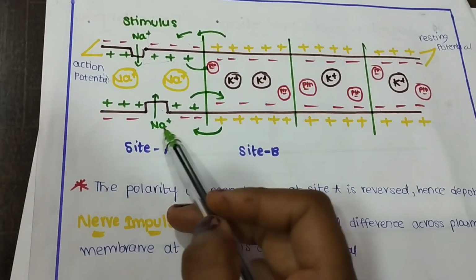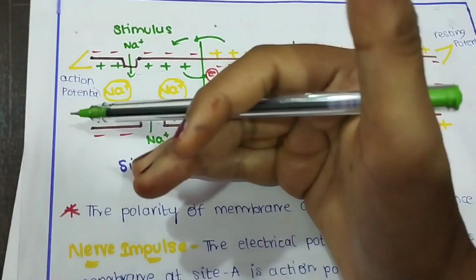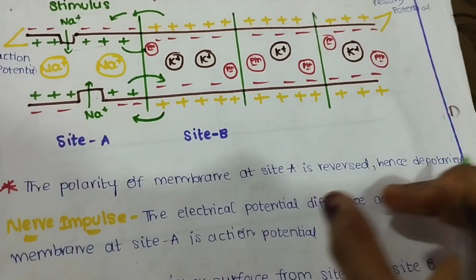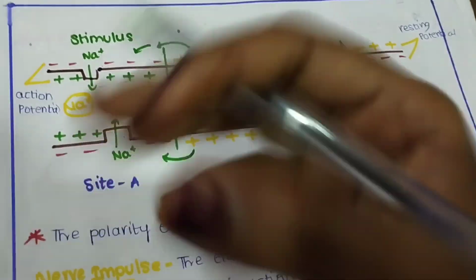Assume this as site A. The polarity is reversed. Why is polarity reversed? Because Na plus ions are going inside. As the polarity is reversed, this is known as depolarization. This site A is depolarized. The membrane is depolarized. Depolarized means excitation.